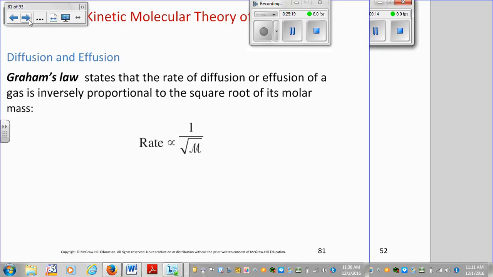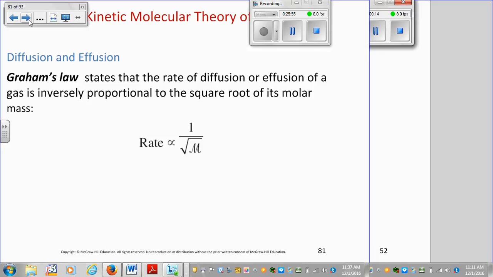So as the molar mass increases, is the rate of effusion or diffusion going to go up or down? What? I didn't hear what you said. So as the molar mass increases, is the rate of diffusion going to increase or decrease? Yeah, as M gets larger, 1 over the square root of it is going to get smaller.